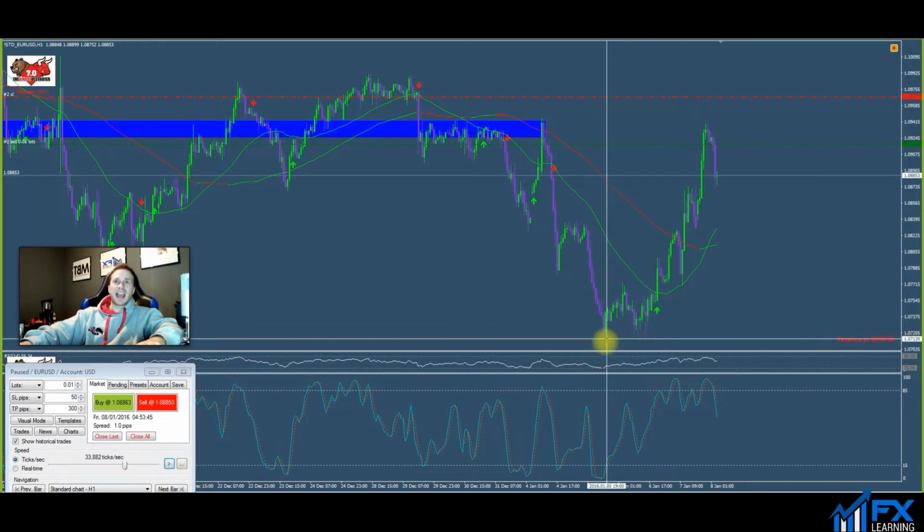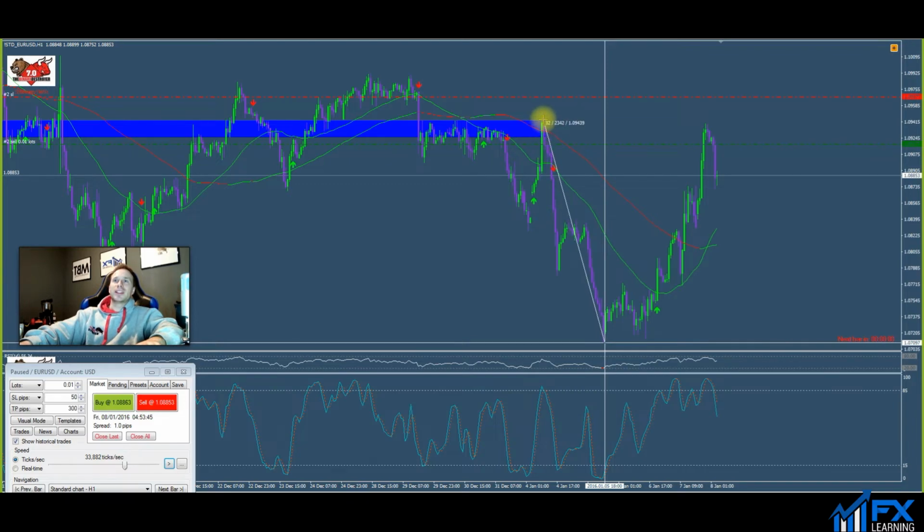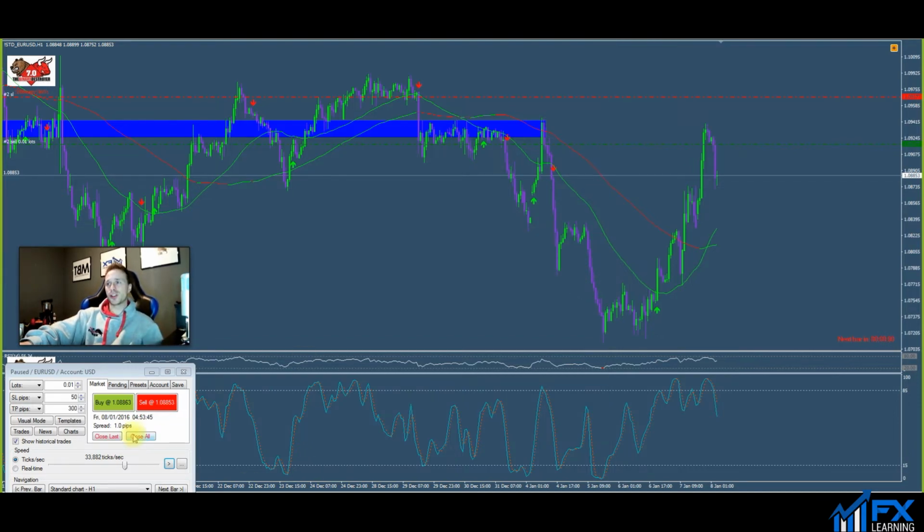This trade actually went, where's my entry point here? So 207 pips. You know what, it is what it is, a 1-to-4 risk reward ratio. I'm going to close that off there.